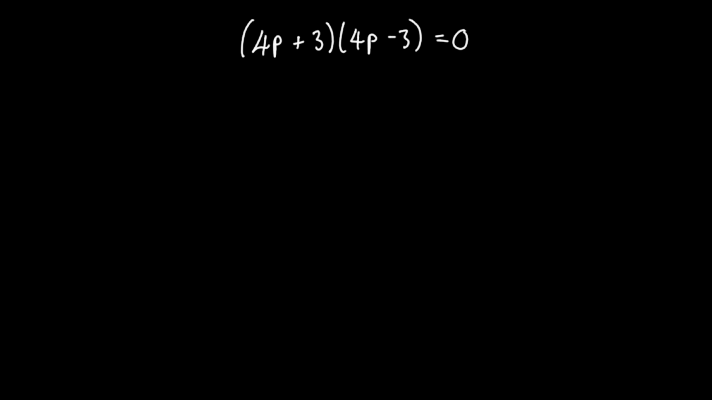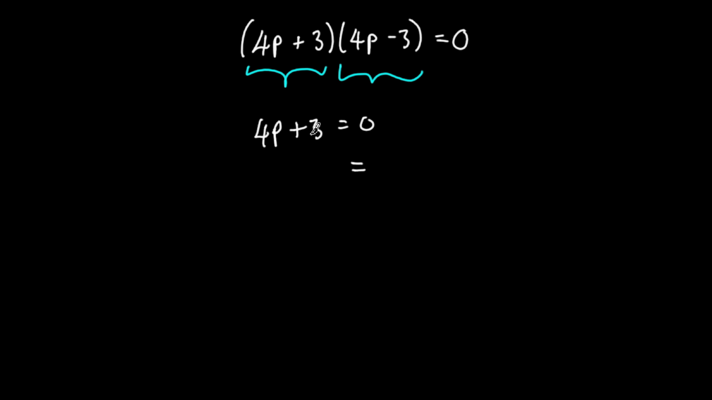We're going to set each factor equal to 0. Right, so we have this factor of 4p plus 3 and 4p minus 3. Okay, so normally in these cases there are two possible values for p. So if I consider this factor over here of 4p plus 3 and I make that equal to 0, what would the p value be?